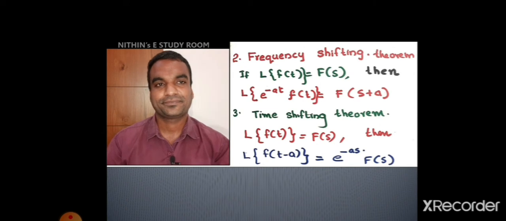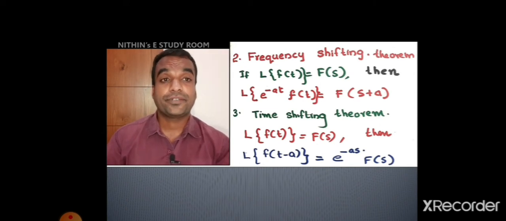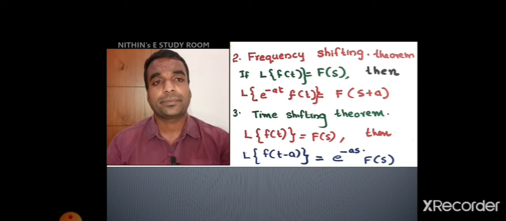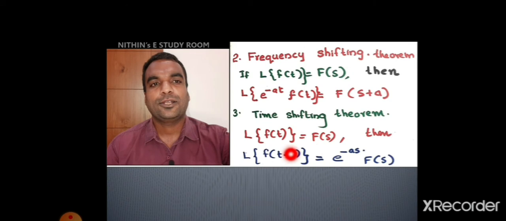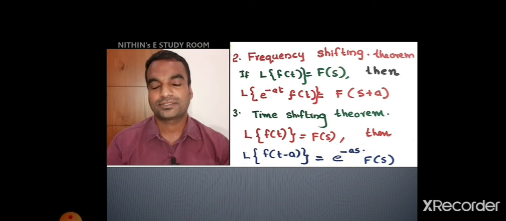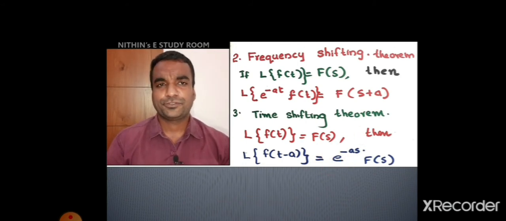Like that. Now, next, time shifting theorem. Time shifting theorem means if L of f of t is F of s, this is common for all the theorems, then L of f of t minus a, here we are shifting in time, is equal to e raised to minus as into F of s. E raised to minus as into F of s.